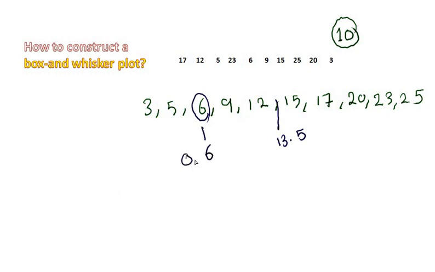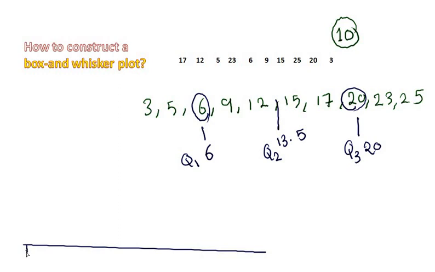And this is Q1, the first quartile. This is here, the second quartile. And the median of this set is 20. This is Q3, or 20. Again, we make a number line. The numbers are between 3 and 25. This is the minimum, and this is the maximum value. So we start from 0, 5, 10, 15, and 30.